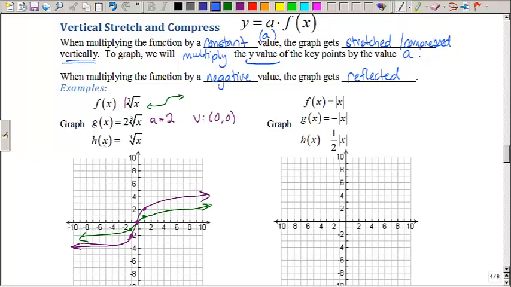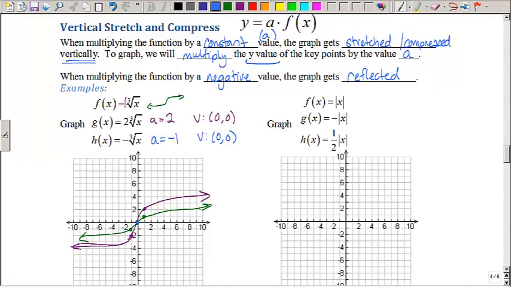The third graph, h of x equals negative the cube root of x, tells me that I have an a of negative 1. Well, when I have an a of negative 1, that means my graph is getting reflected. Again, I have no shifting. My vertex still stays the same at 0, 0. But I'm going to be multiplying the y values of my key points by negative 1.